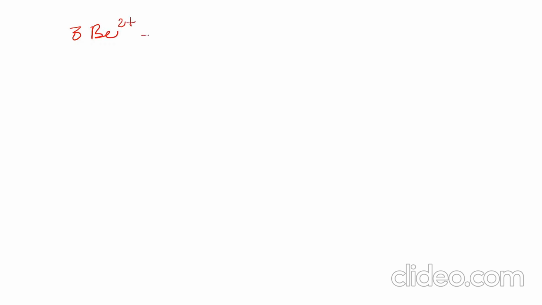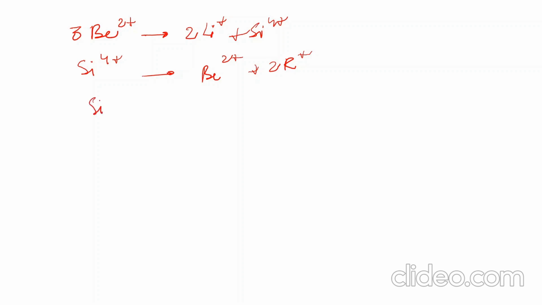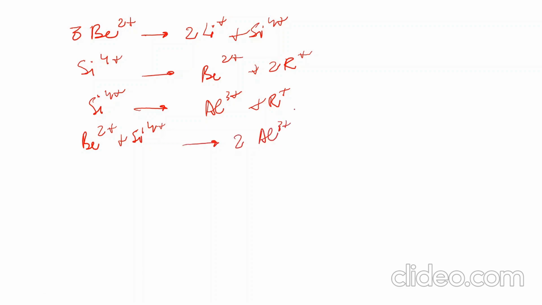So if you look at the chemistry of beryl, then the possible substitutions may be: 3Be2+ may be replaced by 2 Li+ Si4+. Then it could be Si4+, which may be Be2+ 2 R+. I'll just tell you what is R+. Then Si4+ may be replaced by Al3+ R+. Then Be2+ Si4+ may be replaced by 2Al3+.